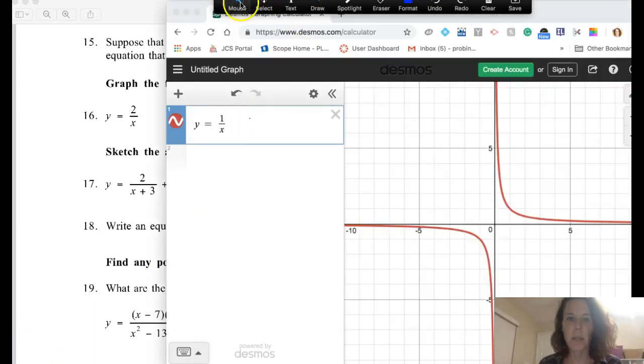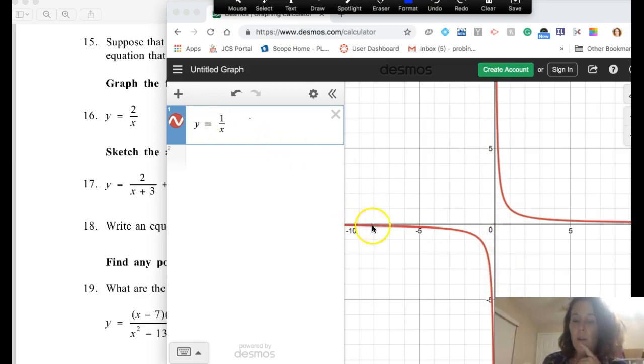Okay, I went ahead and typed in y equals 1 over x. Now you can see here, I have a vertical asymptote at x equals 0. That happens to be the y-axis because that's where x is always 0. Now look at your function. If I put a 0 in for x, I'm dividing by 0 and I can't have that. So that is a value my graph cannot touch. It can never touch 0, hence the asymptote.